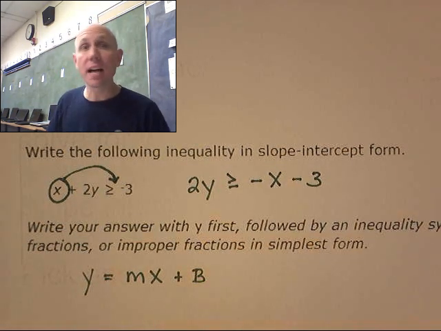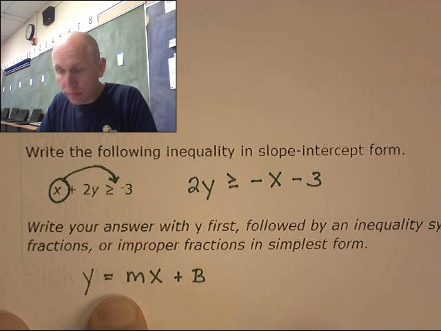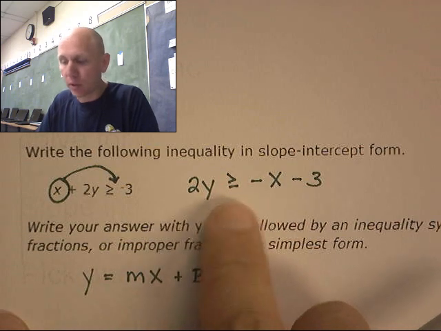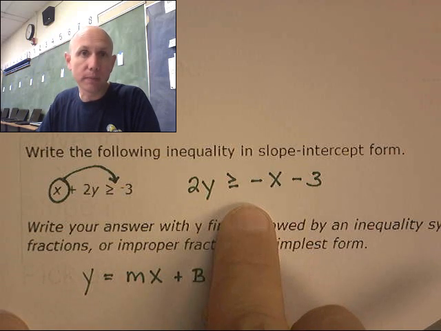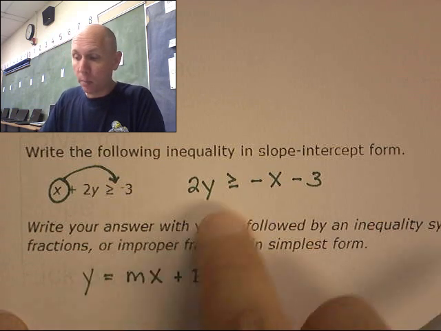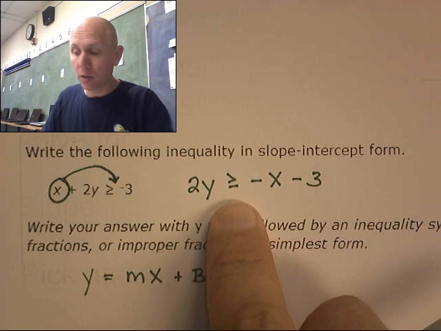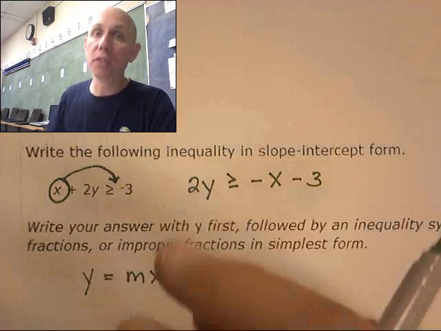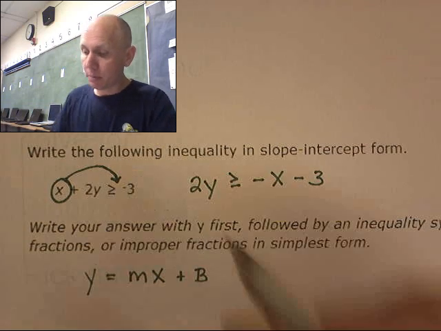This still is not in slope-intercept form. Why? It's supposed to be y equals, and I have 2y is greater than or equal to, right? Don't worry about the inequality right now. This is supposed to be y equals, and I have 2y equals. Who's messing this up? The 2. What's the 2 doing? Multiplying. How do I deal with multiplication? Division. So what I'm going to do is divide every piece by 2.